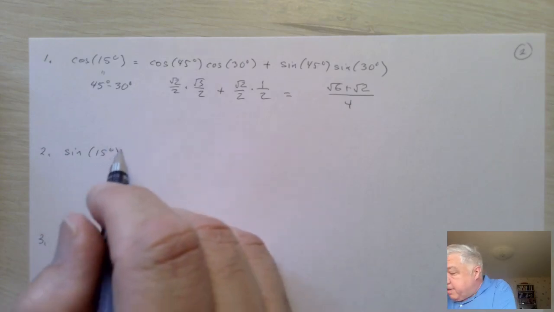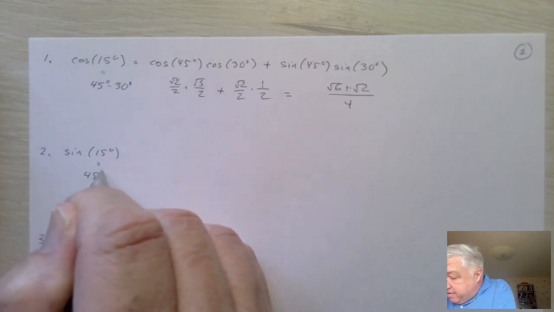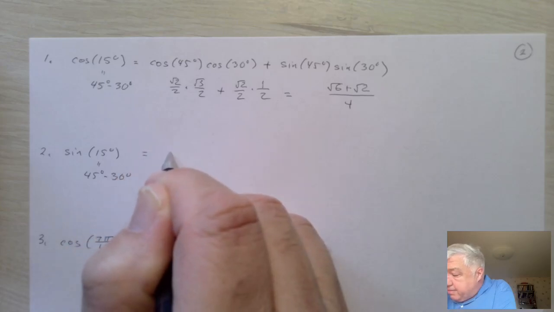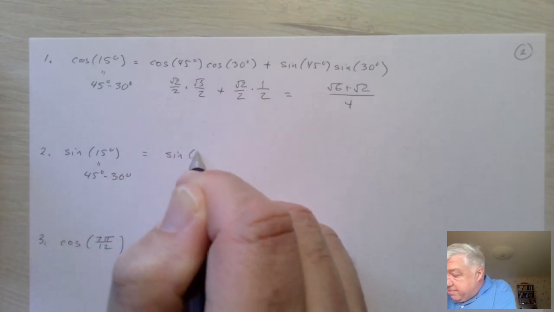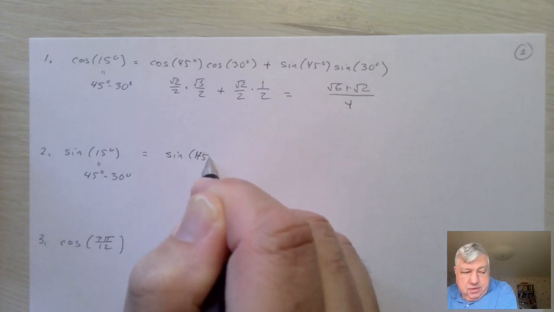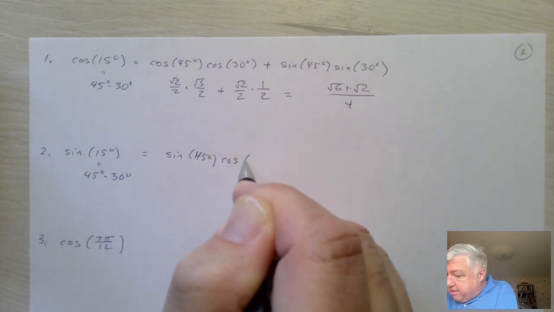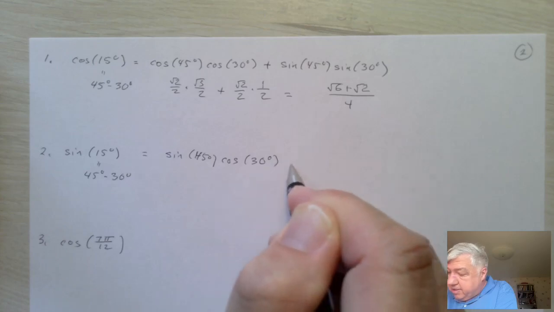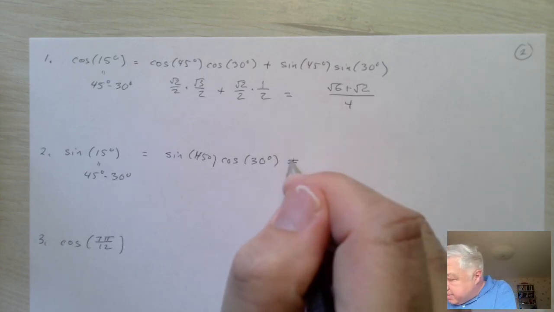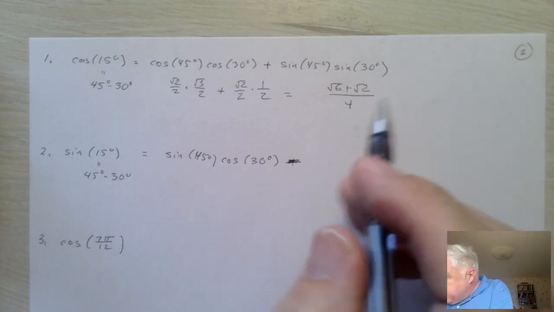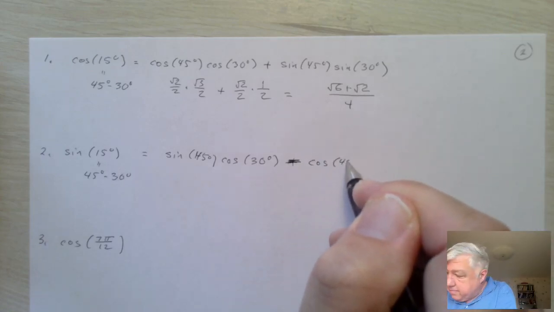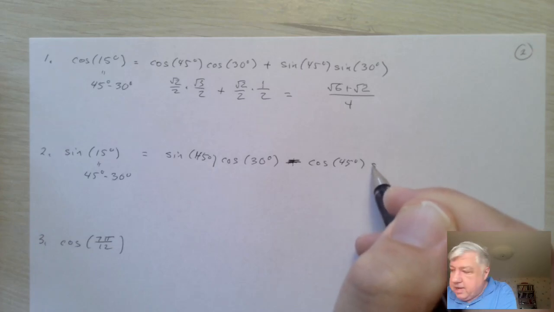All right, the sine of 15 degrees, then we can find this. Again, that can be written as 45 minus 30. So this is the sine of 45 degrees times the cosine of 30 degrees minus, it's a minus because it's a difference now, the cosine of 45 degrees times the sine of 30 degrees.